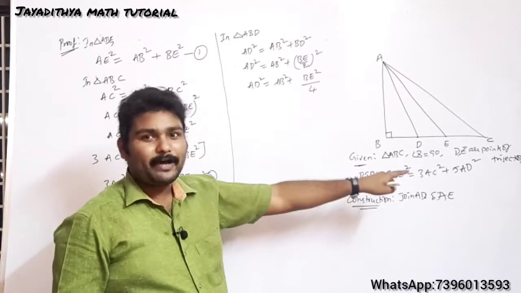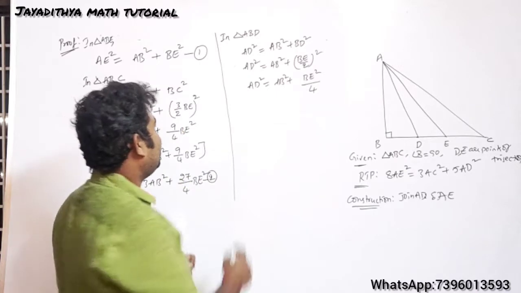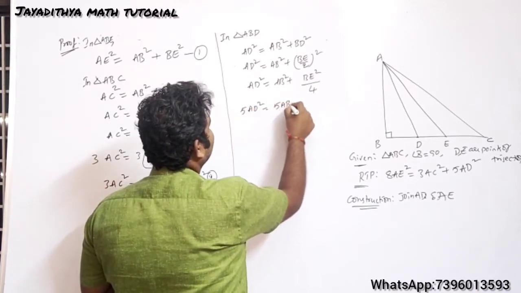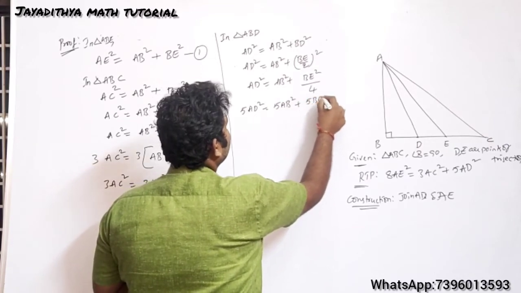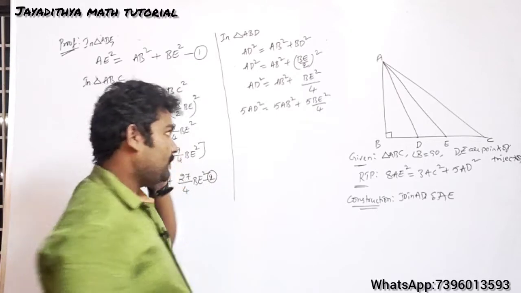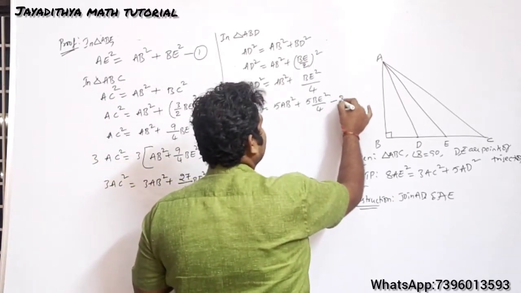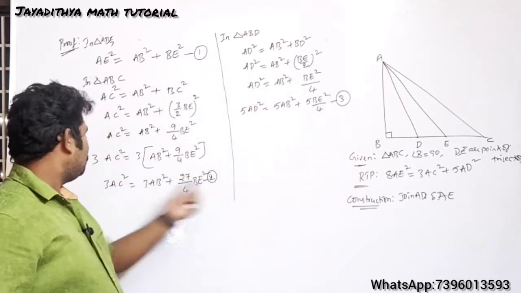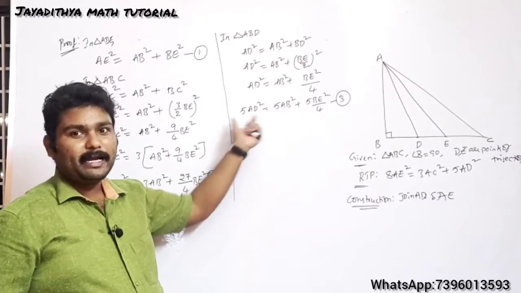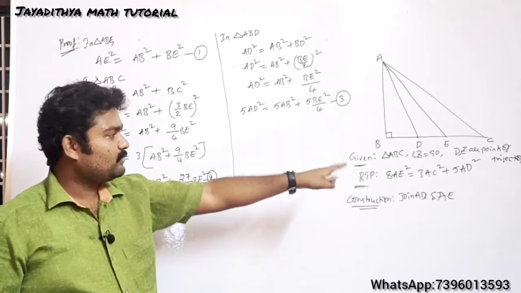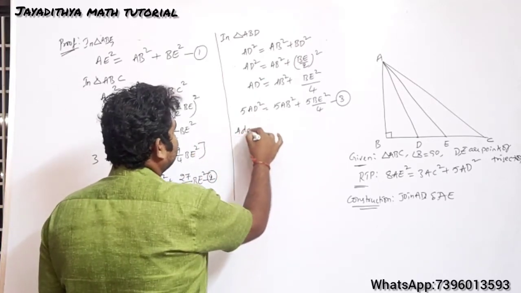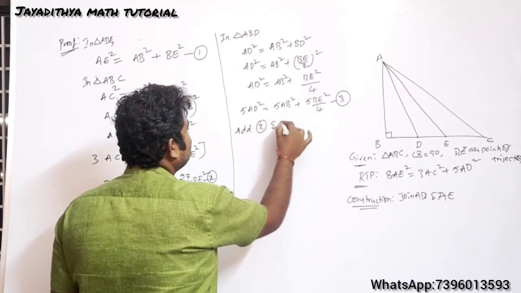After this what you need to do? You want 5AD square. So multiply this equation with 5. So 5AD square will be equal to 5AB square plus 5BE square by 4 now. Clear? Just I am multiplying with 5 here. So let us take this as equation 3. In equation 2 I have 3AC square, in equation 3 I have 5AD square. I want in the LHS that is 3AC square plus 5AD square. Just add these two. Okay, add equation 2 and equation 3.